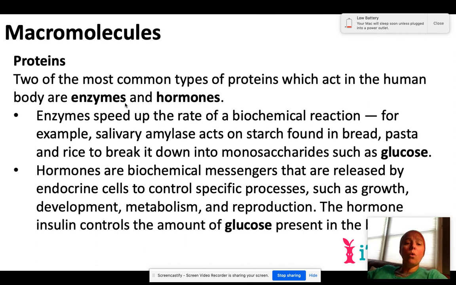The other one is a hormone, and hormones are basically messengers that help control specific processes. Insulin is an example. So what does insulin do? Insulin helps regulate and control glucose in your body. So the hormone insulin controls glucose. Hormones control things in your body, just like testosterone or estrogen. Both of those are controlling things in either the female body or the male body.